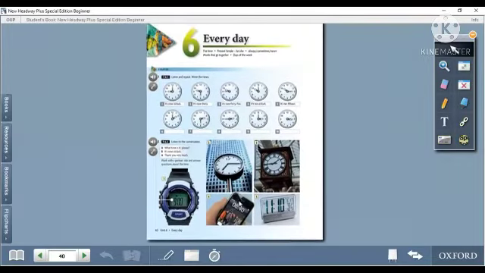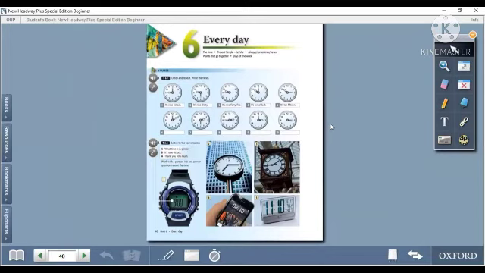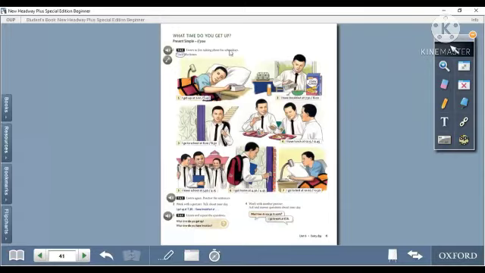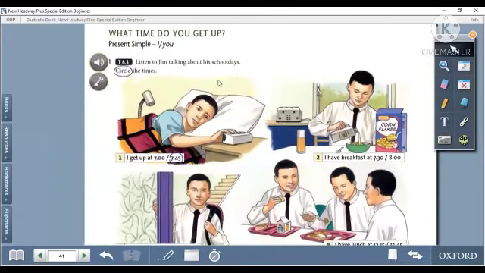Okay, so that was how to tell the time. Very easy and simple. Let's move to the second page. Here we have the present simple.